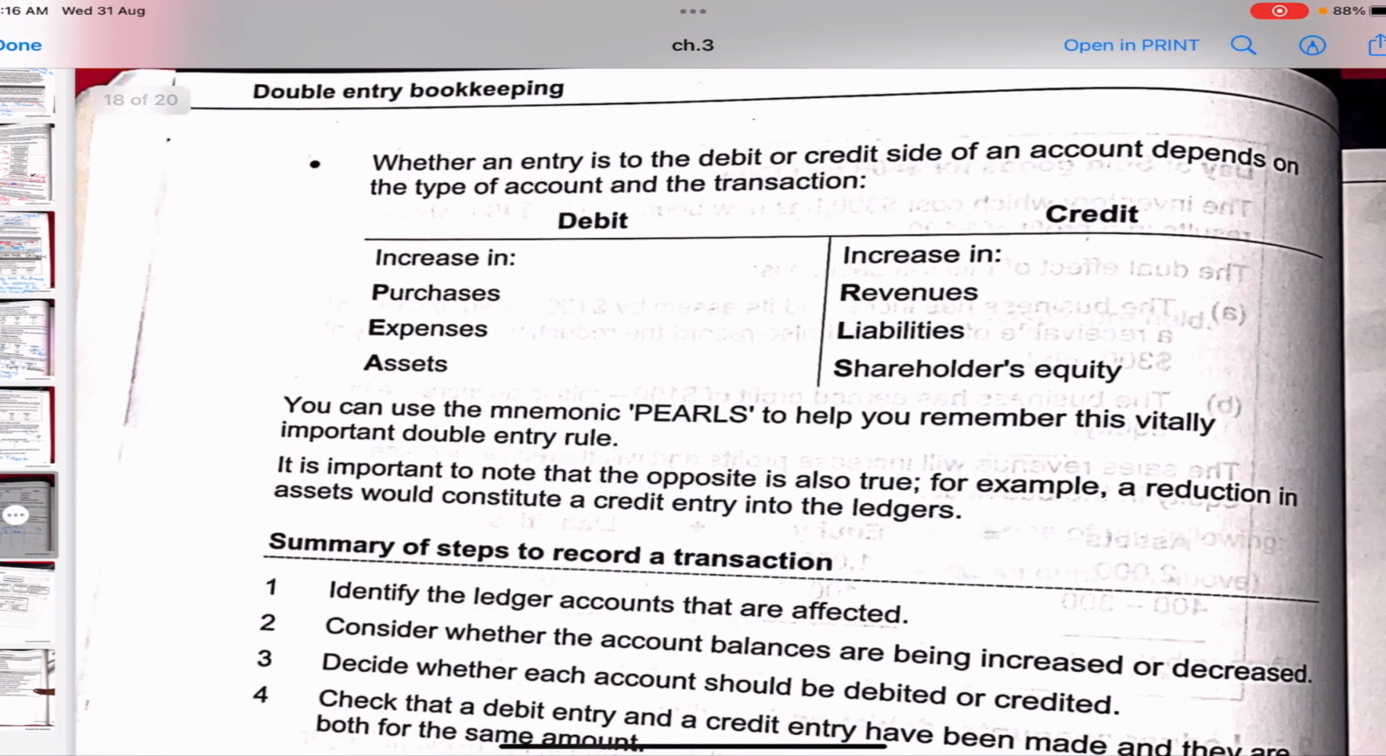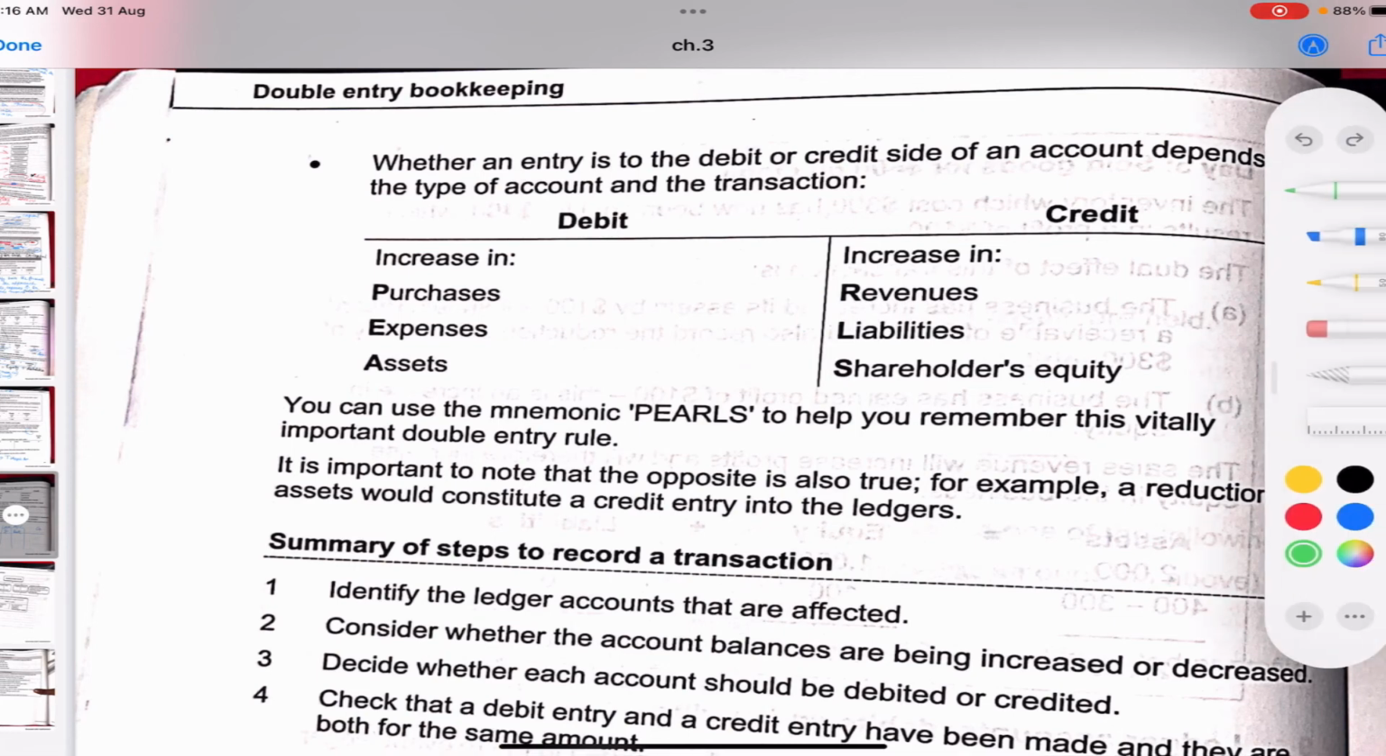Whether an entry is to the debit or credit side of an account depends on the type of the account and the transaction. So now let's see the table. We have a debit side, which has increases in purchases, expenses and assets, and on the credit side we have an increase in revenues, liabilities and shareholders equity. This is something which I have already taught. I have explained this rule for you before, so now you'll understand it better.